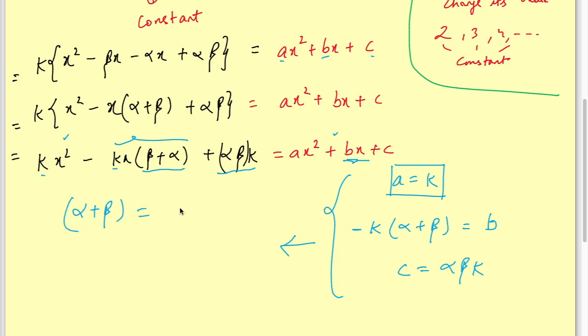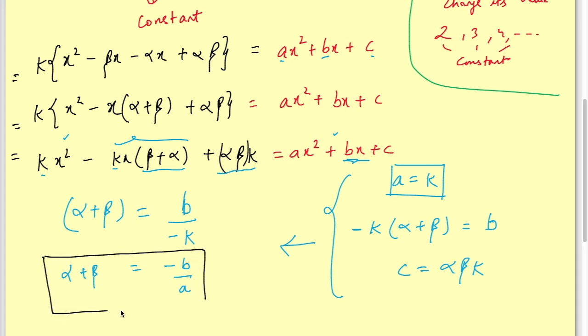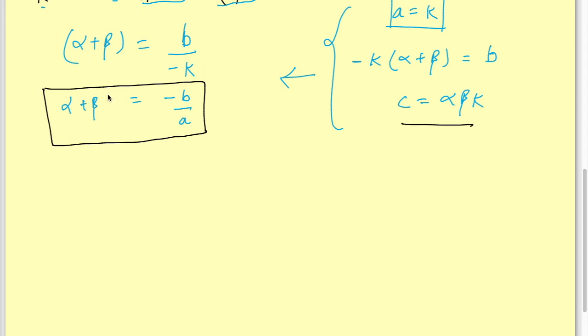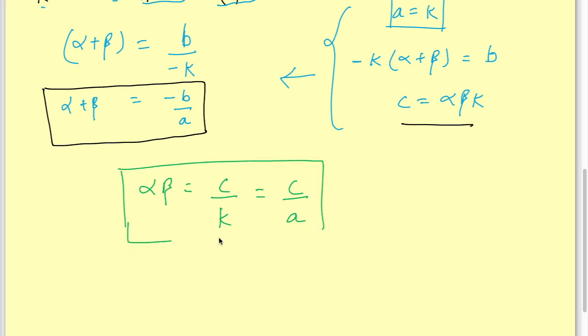Now moving toward this side, we will find that alpha plus beta equals b upon minus k. Now what is k? K is equal to a. So it becomes minus b by a. So this is my first equation. Okay. And the second one is this equation, that is alpha into beta is equal to c by k, or c by a.